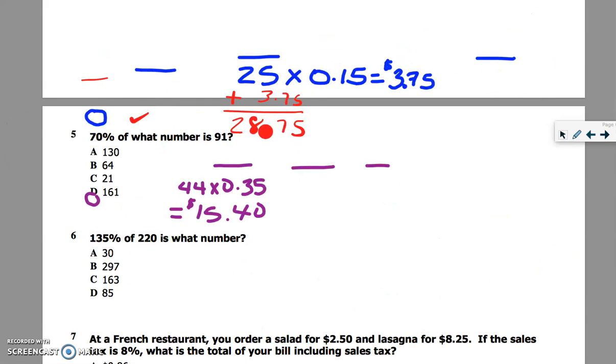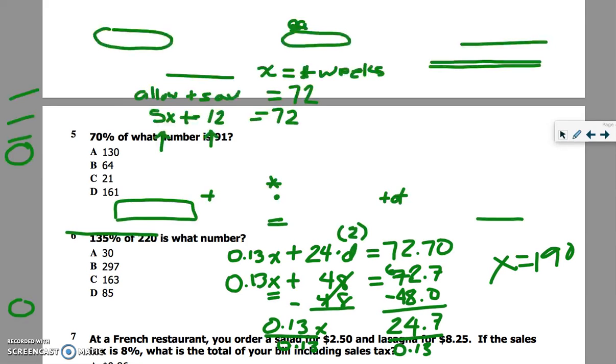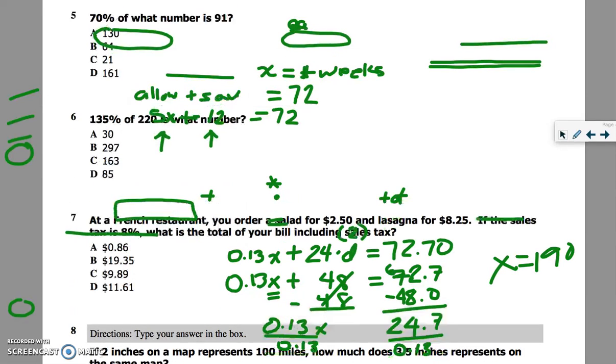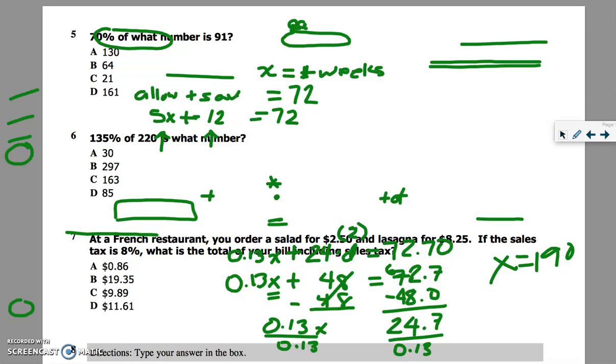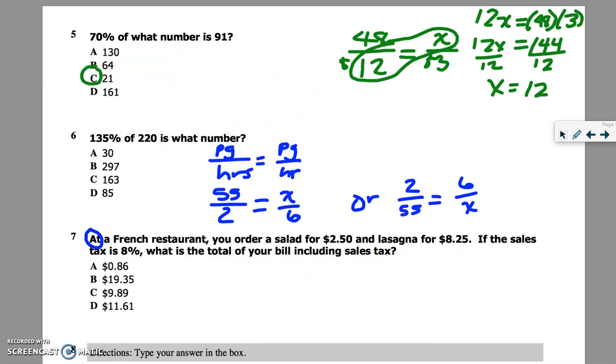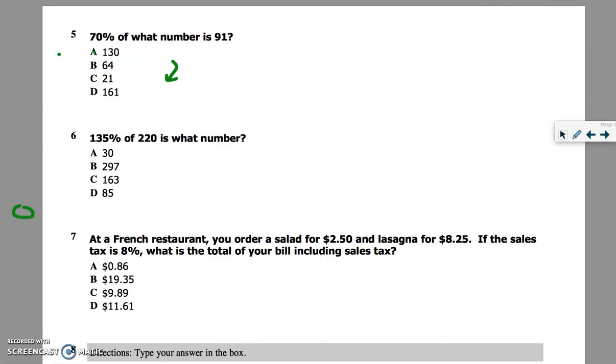Why is that doing that? Interesting. Something weird is happening, folks. Excuse me while I clear the board.